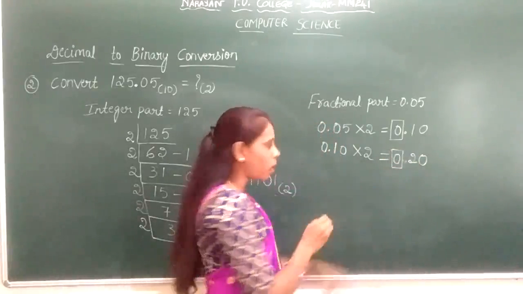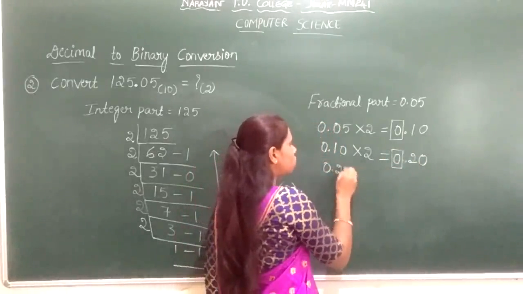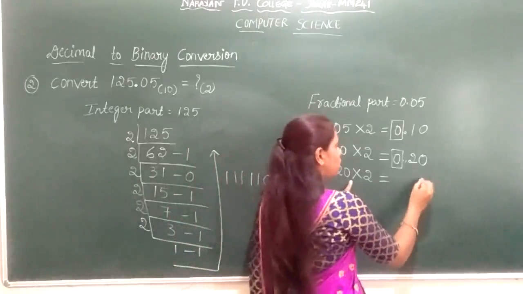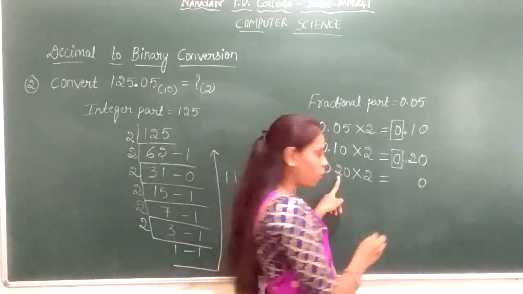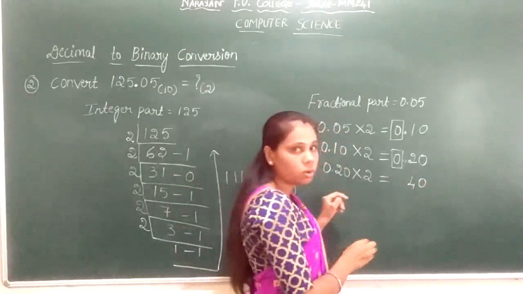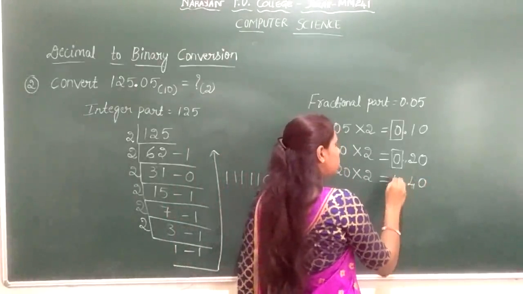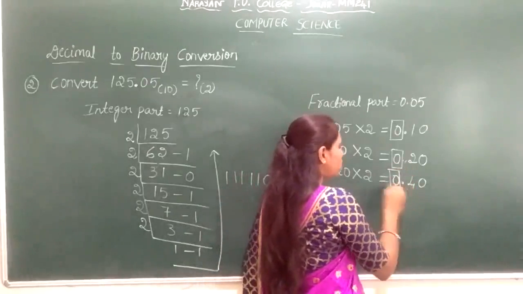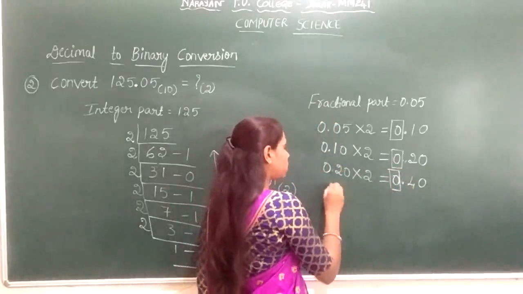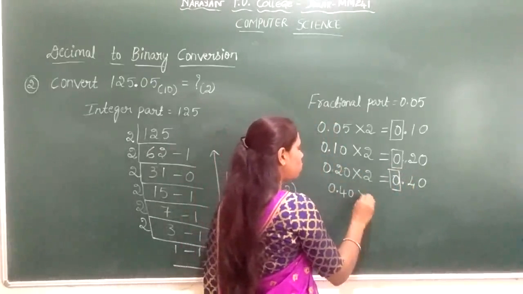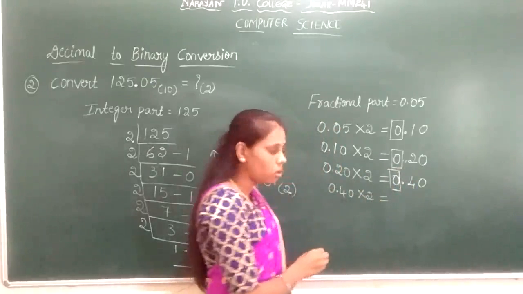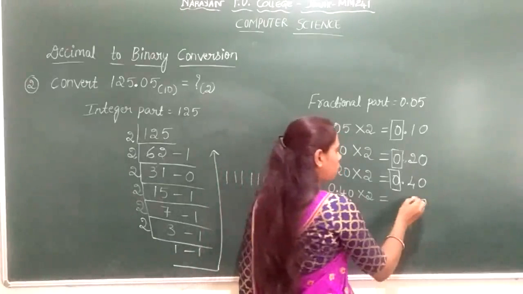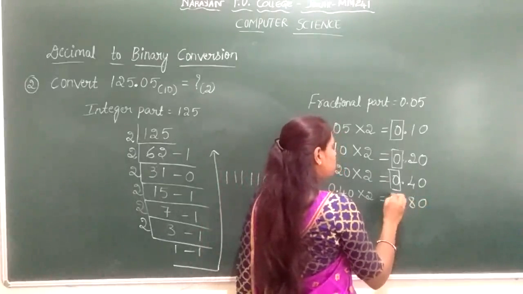Again consider the fractional part, that is 0.20, multiplied by 2. 2 into 0 is again 0. 2 2s are 4. There is no carry, so it will be 0.40. Now again consider this integer part. Again take the fractional part, 0.40, multiplied by 2. 2 into 0 is 0. 2 4s are 8. No carry. So it will become 0.